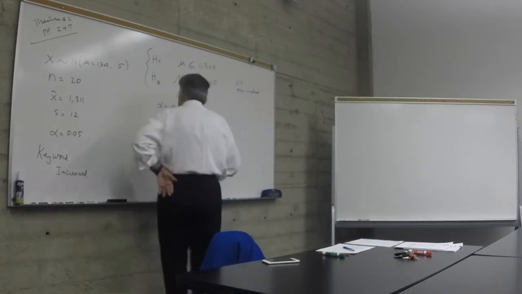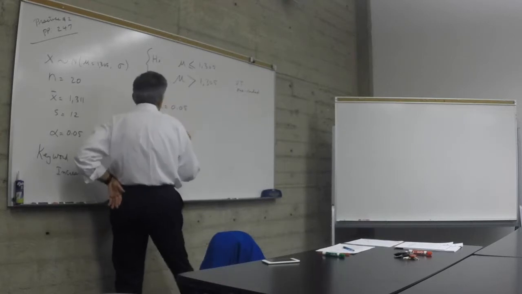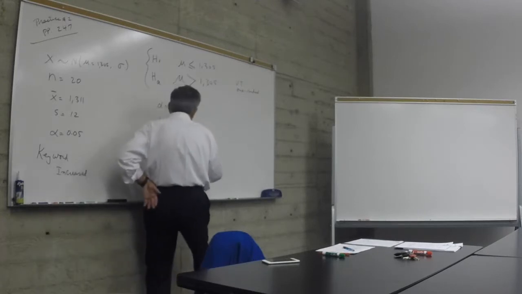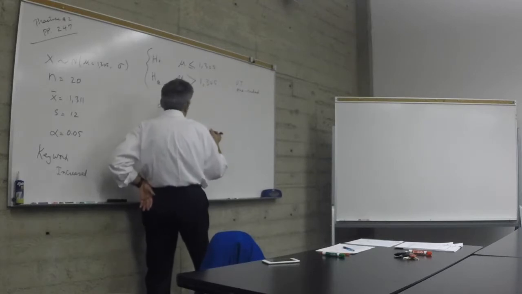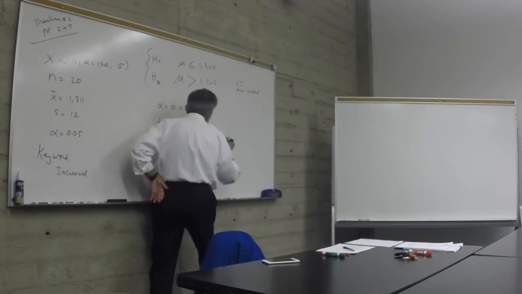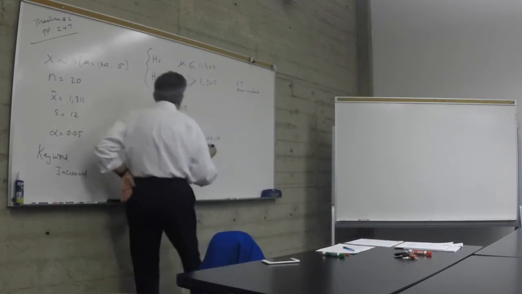Okay, so step 2, alpha 5%. Therefore, T of one-sided and alpha of 5% or 1 minus alpha of 95% confidence. And degrees of freedom, how many degrees of freedom do I have? 19. 20 minus 1. Okay.